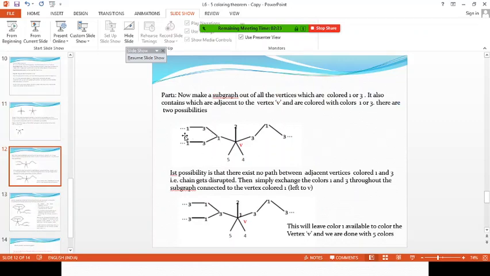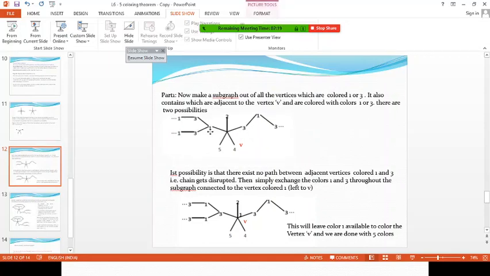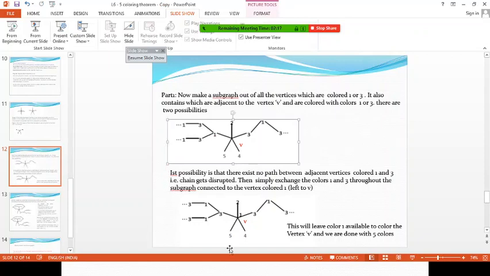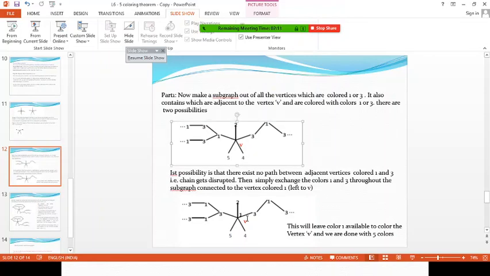This 1 3 1 3. So this side 1 and this side 3. So these 1 and 3 are not connected. When these 1 and 3 are not connected, there exists no path. Then the argument is simply exchange: the one which is 1, you make it 3, and this 3 you make 1. And then you are having one extra color, and you can assign that color to this vertex.